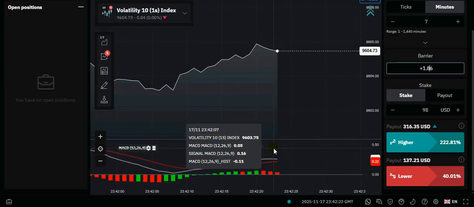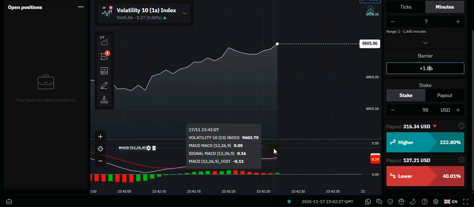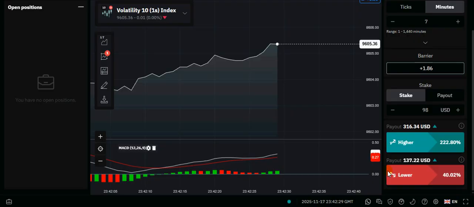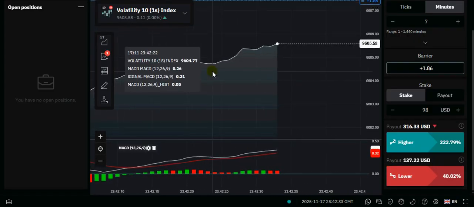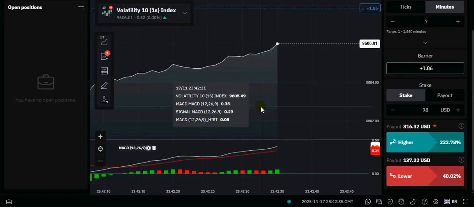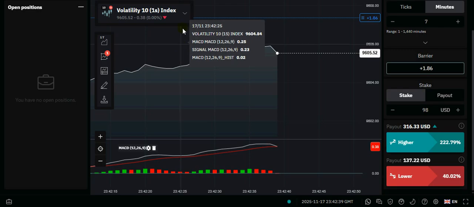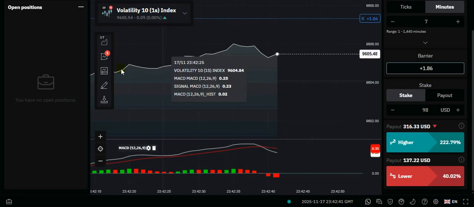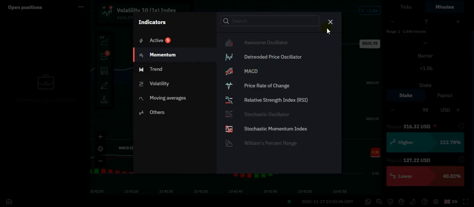So here we're going to be trading the Volatility 10 Index, and we're using the MACD again for this one. We're in dark mode, and this is the Deriv Trader interface. Once you log into your trading account, go to the Volatility 10 Index, click on it, go to indicators, momentum, click on MACD, and you're going to see it right there.